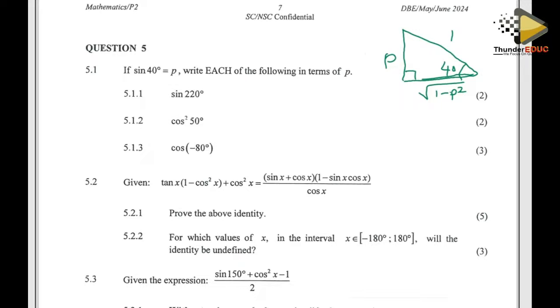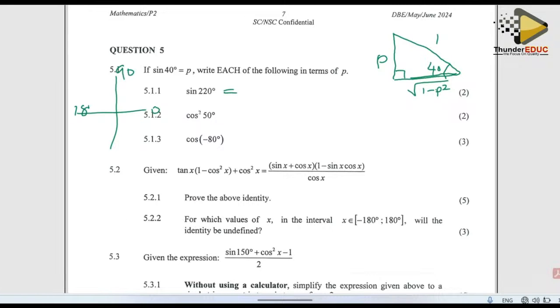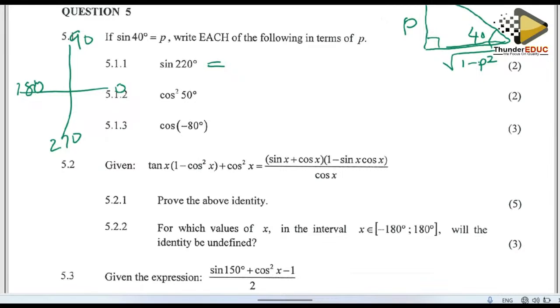Okay, so if that is true, I have the sine of 220. So in which quadrant do we find 220? From our Cartesian plane, that's a 0, that's a 90, 180, and then 270. Which means the 220 is located in quadrant number 3. Quadrant number 3 is also known for being 180 plus theta.